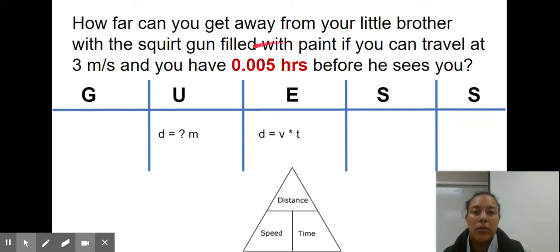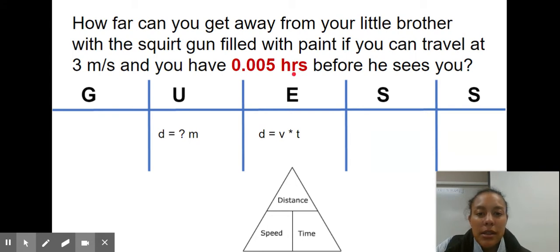Why would it ever be written this way? It most likely won't, right? Writing something in 0.005 hours is ridiculous, but I just wanted to take something that we're familiar with already and then just kind of give you a little look-see at what it would be if you use dimensional analysis. Okay. So same speed, 3 meters per second. Now my time is in hours.